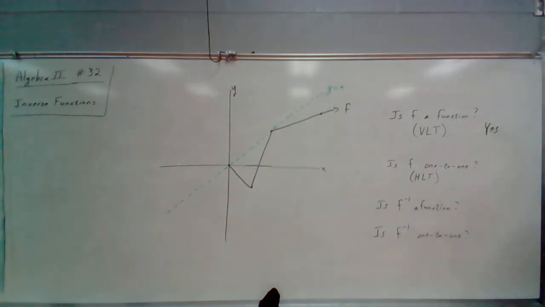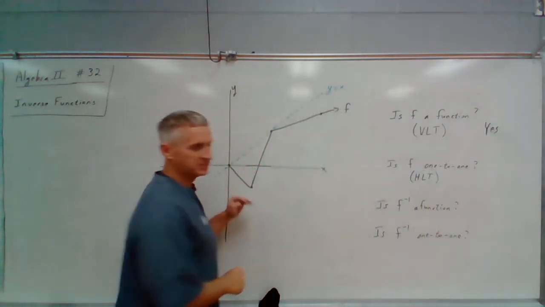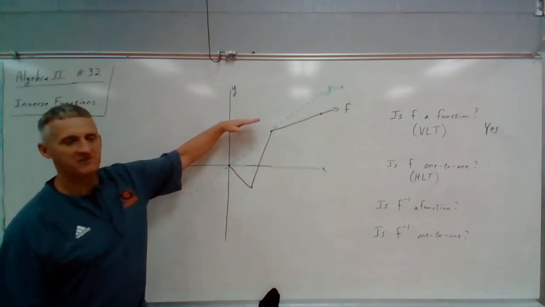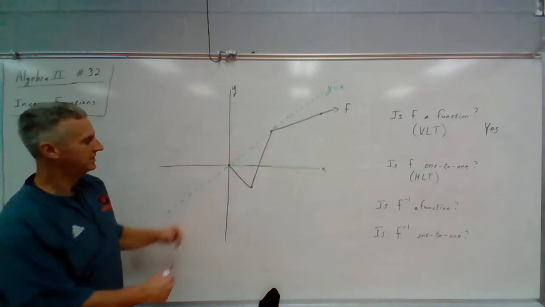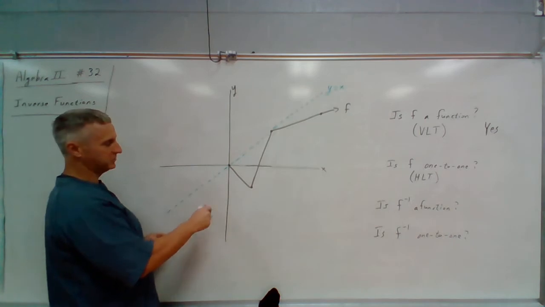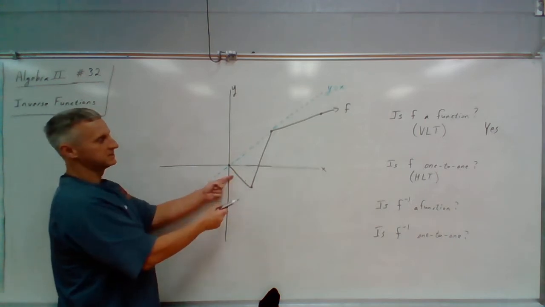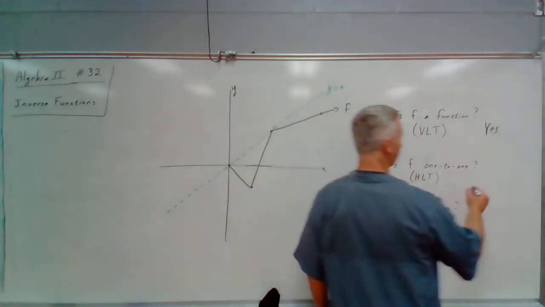Is f 1 to 1? Remember that 1 to 1 involves the horizontal line test. Does the graph of f pass the horizontal line test? Well, no, it fails the horizontal line test. I can draw a horizontal line here that will touch my graph twice. If I put this horizontal line in, it touches more than once. So it fails the horizontal line test, so it's not 1 to 1.